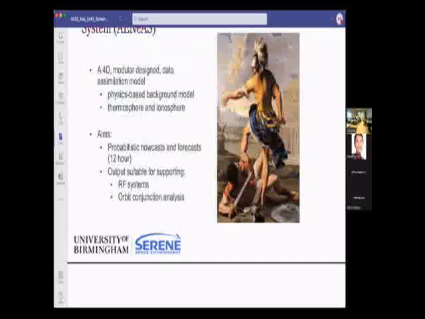So I hope you can see the title here. Yeah. So the model we call NS, and it's a data simulation code. It's a 4D modular design based on Python code, and it can be paired with any background model, and it accommodates atmosphere and ionosphere. And the aim for this model was to nowcast and forecast the ionosphere state for 12 hours accurately, and it's useful for radio frequency systems and orbit conjunction analysis.